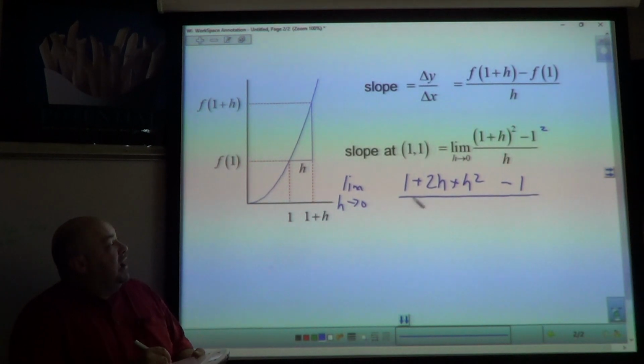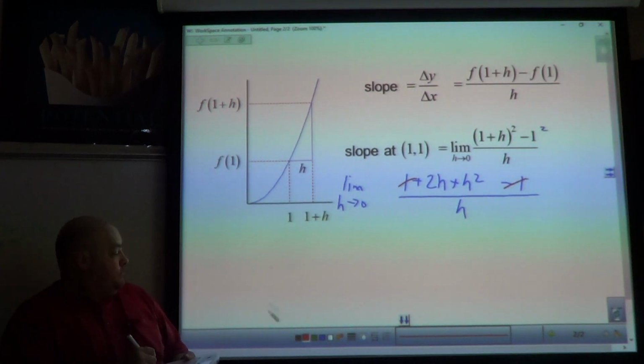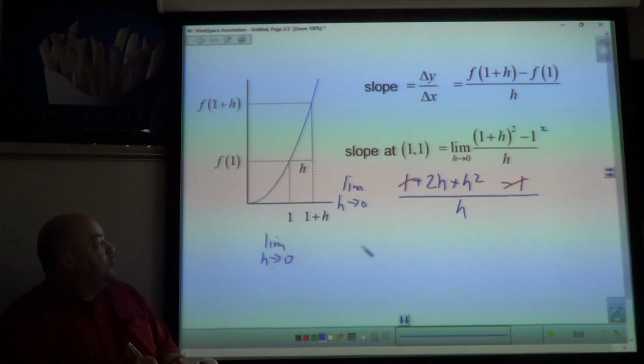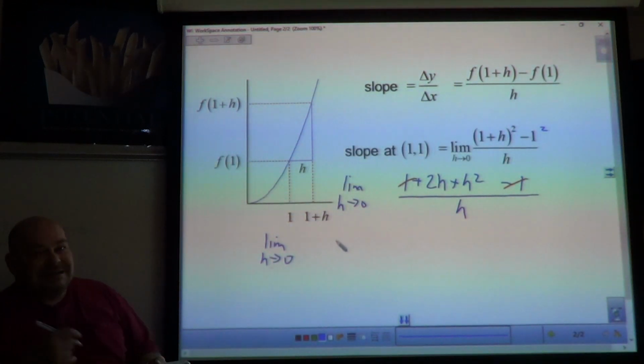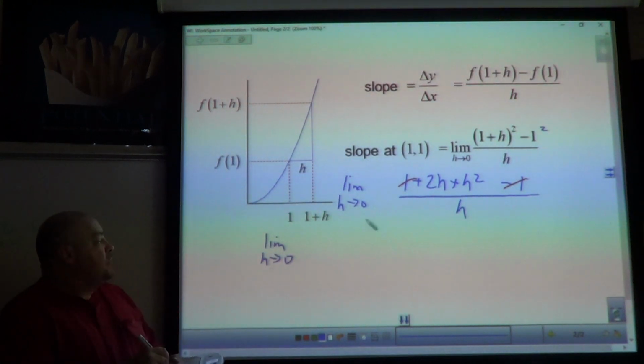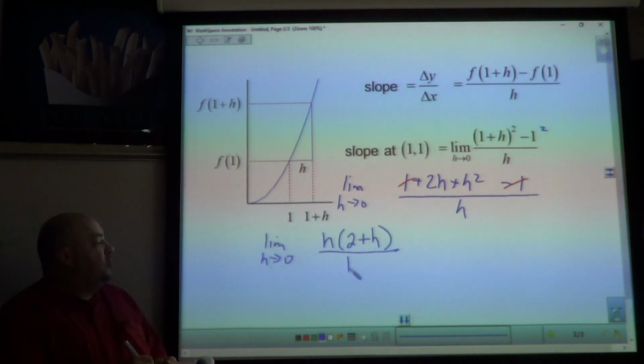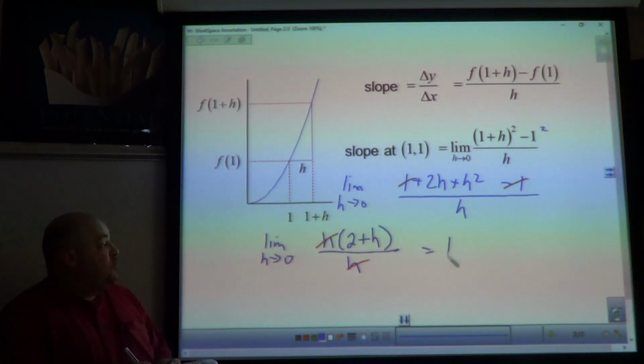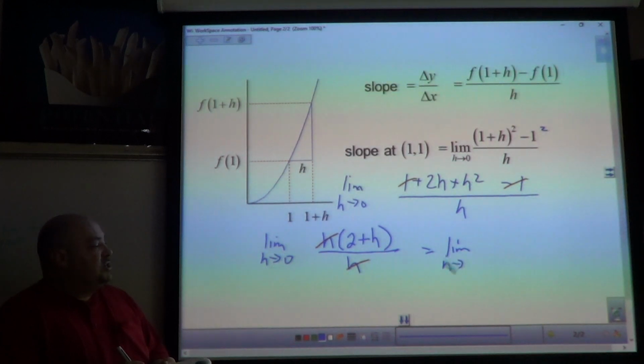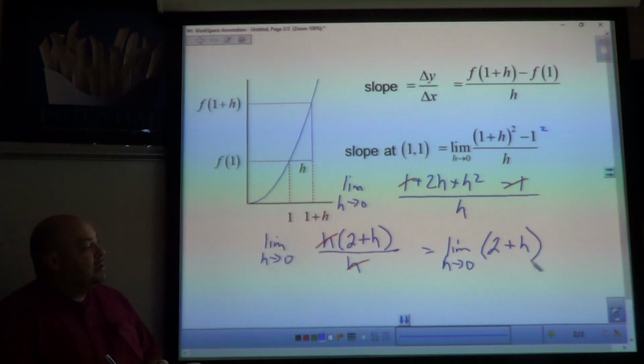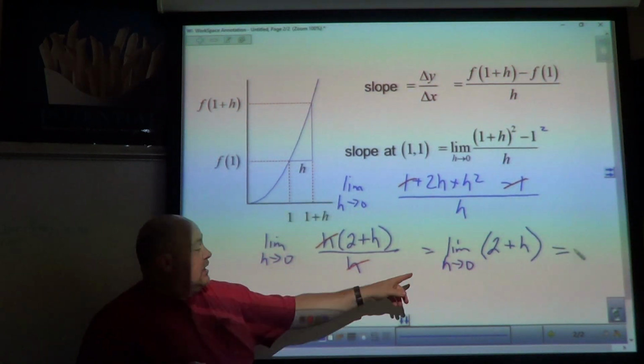So now we can simplify. Well, we got the h there on the bottom. And we can simplify, and these 1's are going to cancel out. So we're going to be left with a limit as h approaches 0 of 2h plus h squared. Well, I can take out a common h from that, and I'm going to have h times 2 plus h all over h. And of course, these h's are going to cancel each other out. And we're left with a limit as h approaches 0 of 2 plus h.